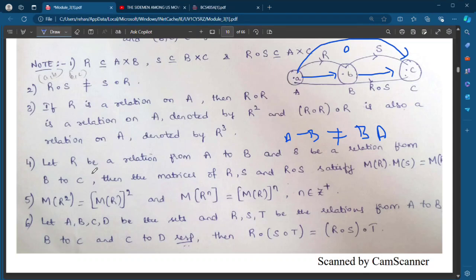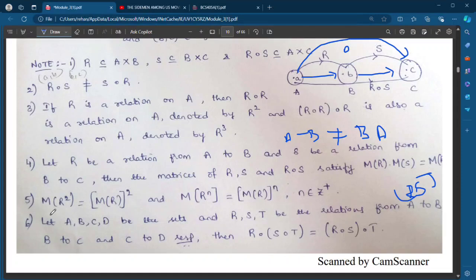That means okay. Then fourth one, note 4: let R be a relation from A to B and S be a relation from B to C. Then the matrices of R and S satisfy M_R times M_S is equal to M of R composition S. It's nothing but M of R composition S. Okay.